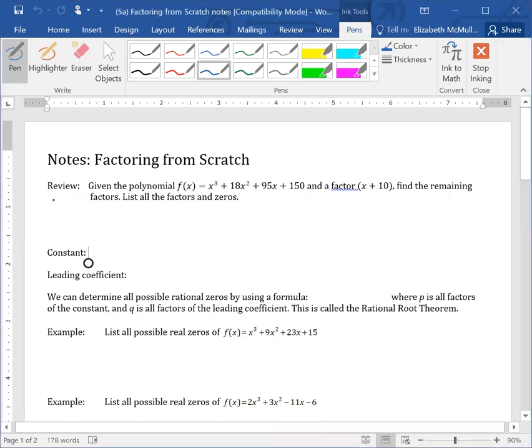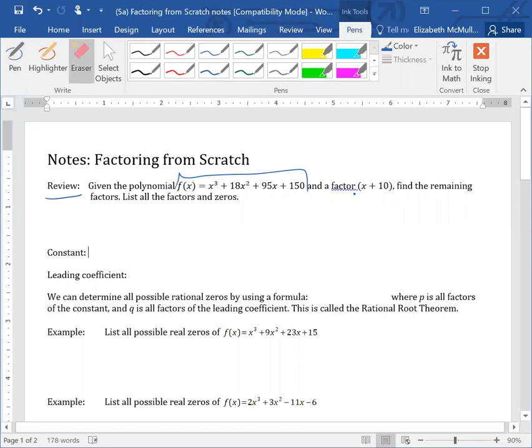All right, so as a quick review, the first thing we're going to do is look at our first problem here, which says, given the polynomial x cubed plus 18x squared plus 95x plus 150 and a factor x plus 10, find the remaining factors, and then list all of the factors and zeros. All right, so they've already told us that x plus 10 is a factor. So we just need to divide our big polynomial by this factor, find out what's left over so we can find out what the rest of the factors are.